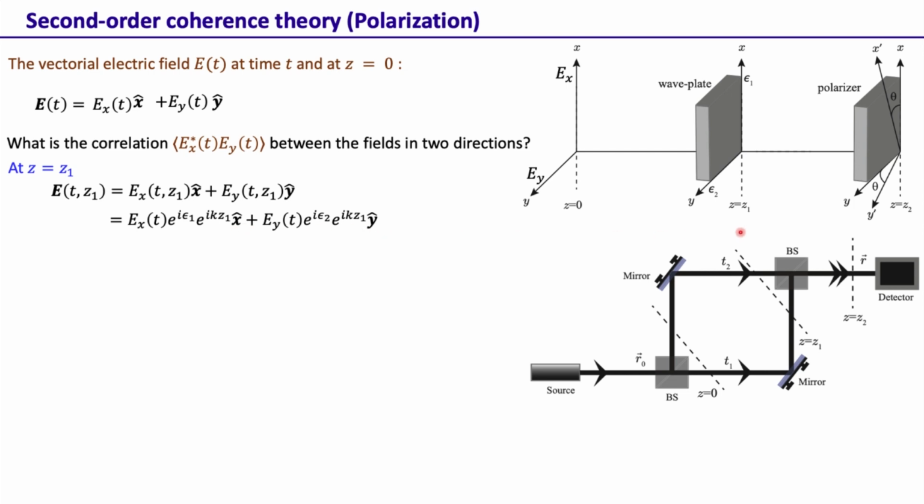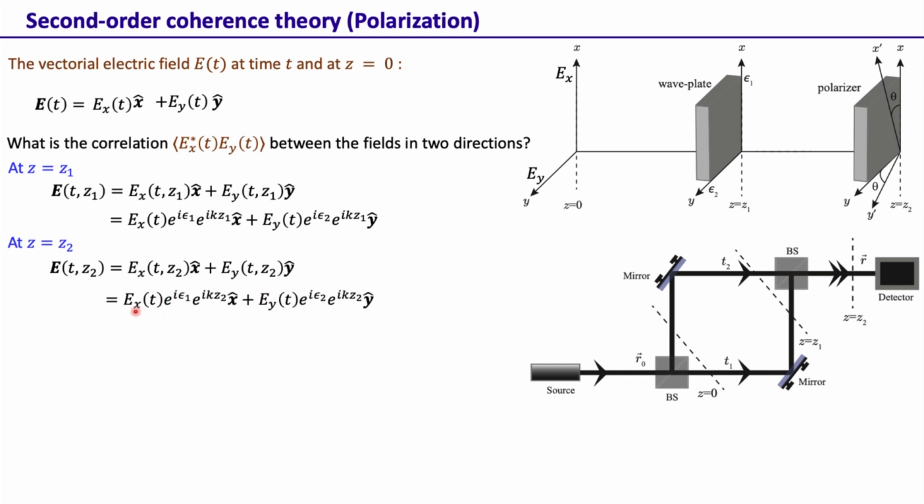Okay. Now we want to go to plane z2. So at z2, a similar process, the component in x and the component in y, and the component in x is basically Ext e to the i epsilon 1, which was the phase acquired here, e to the i k z2, which is the total distance traveled, similarly for y. So that's the vectorial field right after the polarizer.